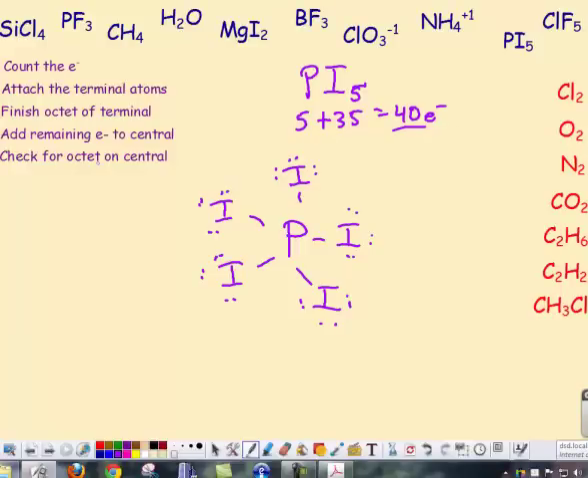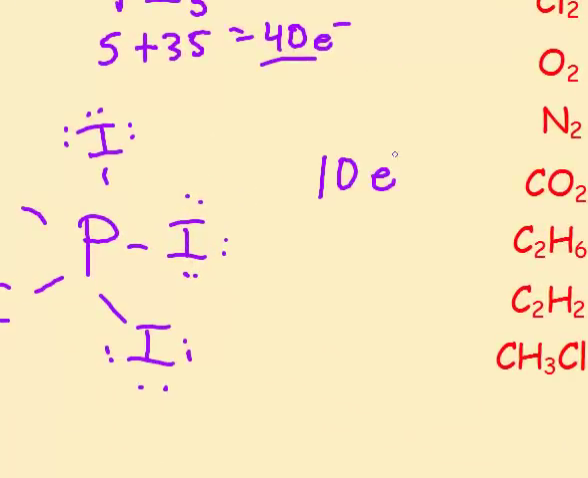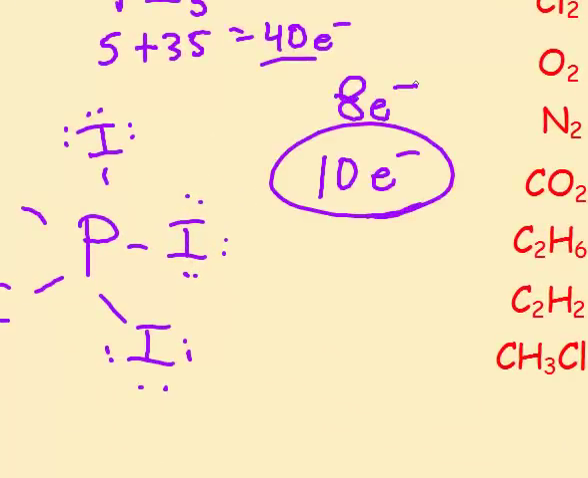Uh-oh. 2, 4, 6, 8, 10. Phosphorus has 10 electrons around it. Octet means 8 electrons around it. Well, what you're going to find is, as long as it has 8, it can have 10. It can even have 12 electrons around it.